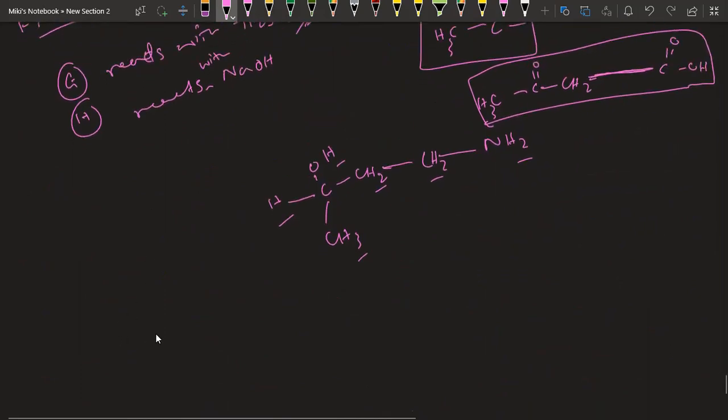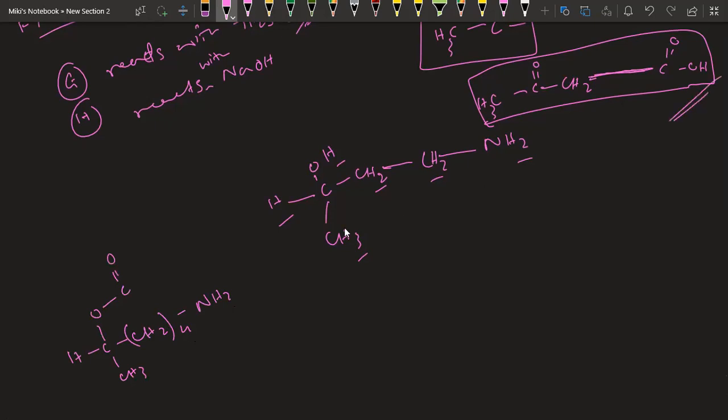Let's see. We have this H, C, CH3, CH2. For simplicity, let's make it 4 NH2. From here we have O, and there's this carboxylic acid, I mean this part now. So CH2, CO, CH3. Let's see if it works or not. How many oxygen do we have? There's 3 oxygen. Okay, that's fine.